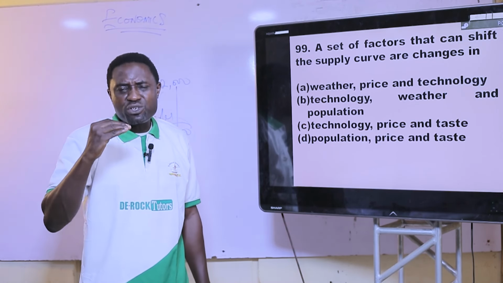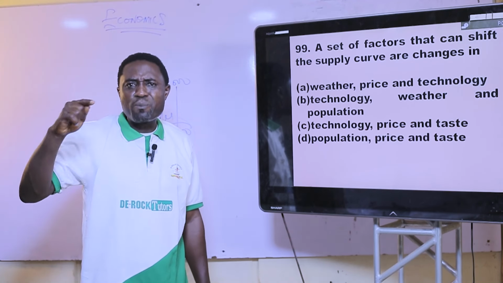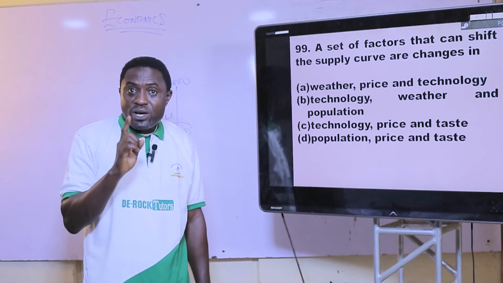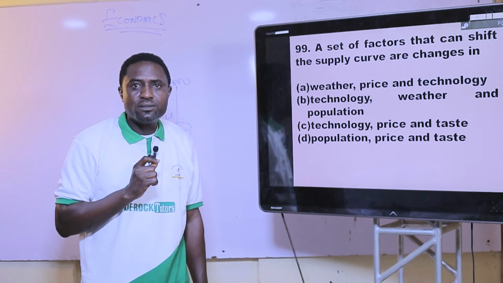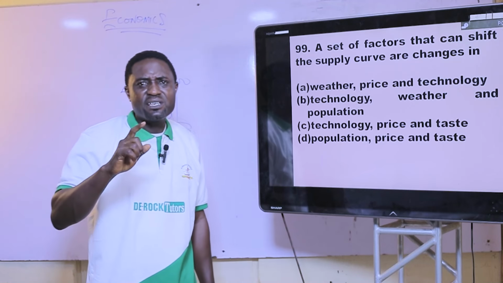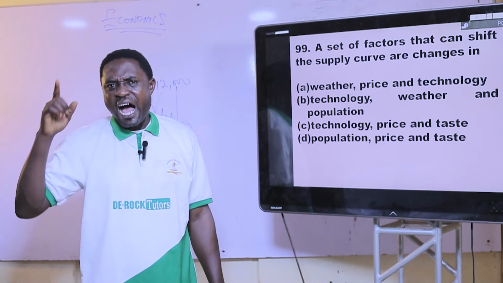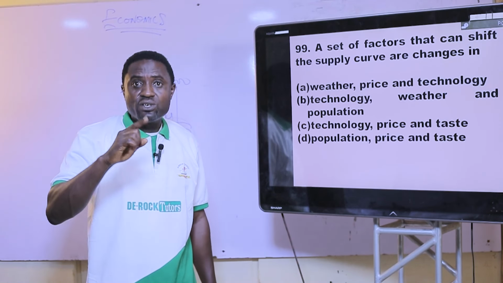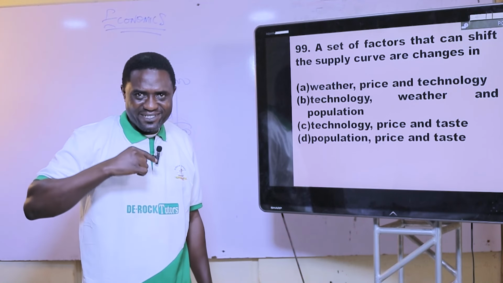Now, what are the causes of change in quantity supplied? The change in quantity supplied can only be affected by price. Anywhere you see quantity, what normally affects it is the price. Other factors except the price cause the supply curve to shift, either to the right or to the left. But price alone can cause the quantity supplied to increase or decrease.